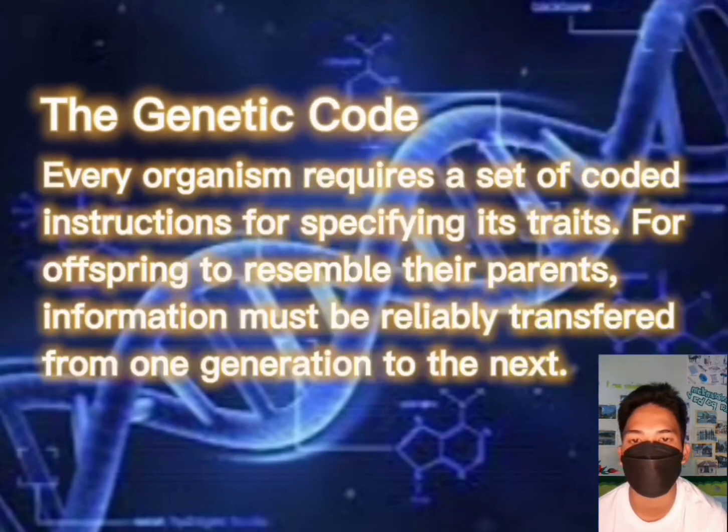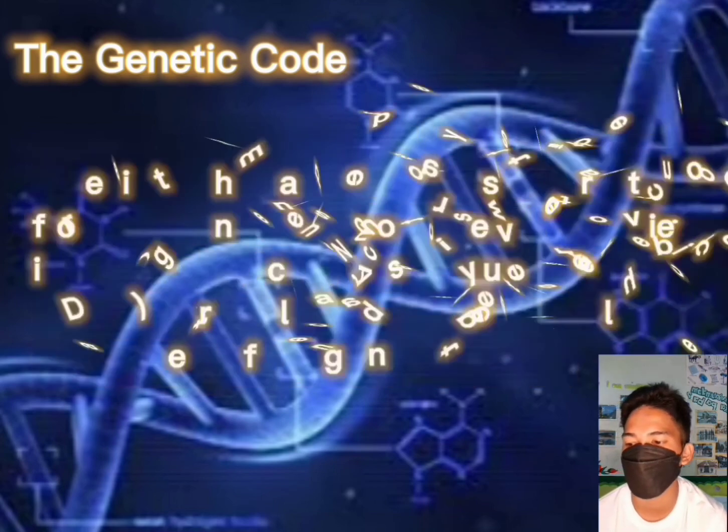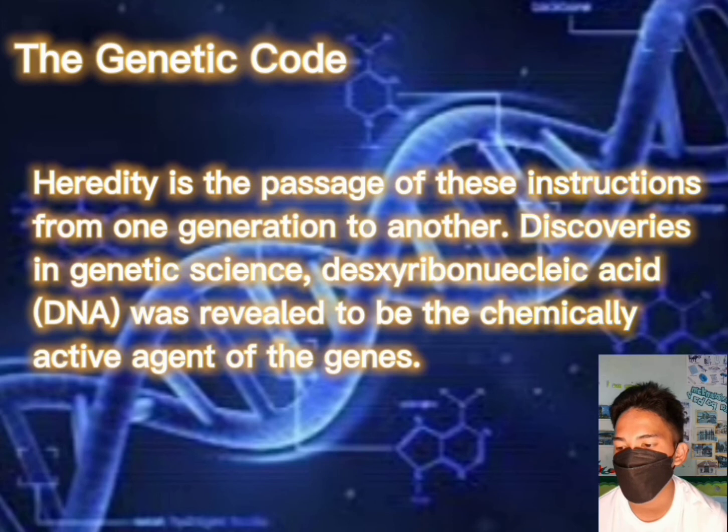And the last one is the genetic code. Every organism requires a set of coded instructions for specifying its traits. For offspring to resemble their parents, information must be reliably transferred from one generation to the next. Heredity is the passage of this instruction from one generation to another. Through discoveries in genetic science, deoxyribonucleic acid, or DNA, was revealed to be the chemically active agent of the genes.